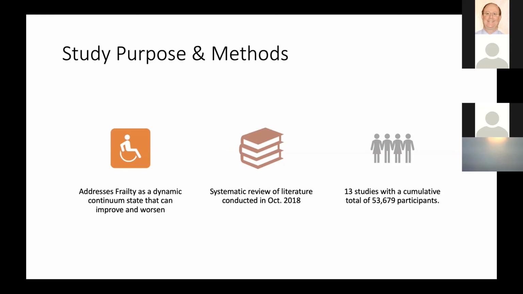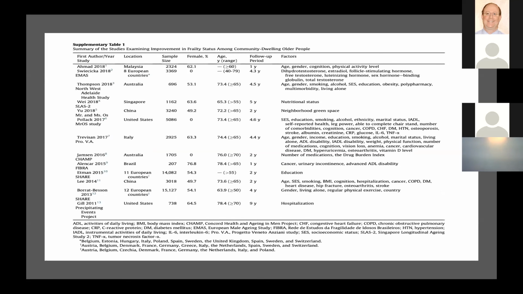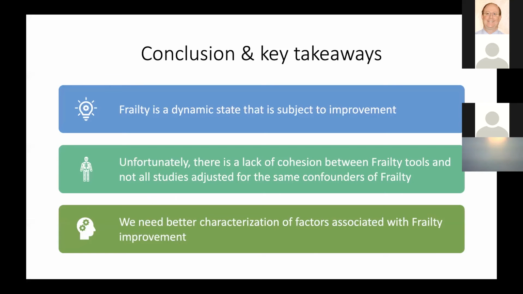This is a list of the studies. They were looking at different things across the list of the study, but the goal was to find if they were looking for ways to improve frailty. And what they found was, they concluded frailty is a dynamic state. It is subject to improvement, but there is a significant lack of cohesion between frailty tools. And not all the studies adjusted for the same confounders of frailty. And so in order to make a better case, we need to better characterize the factors associated with frailty improvement.